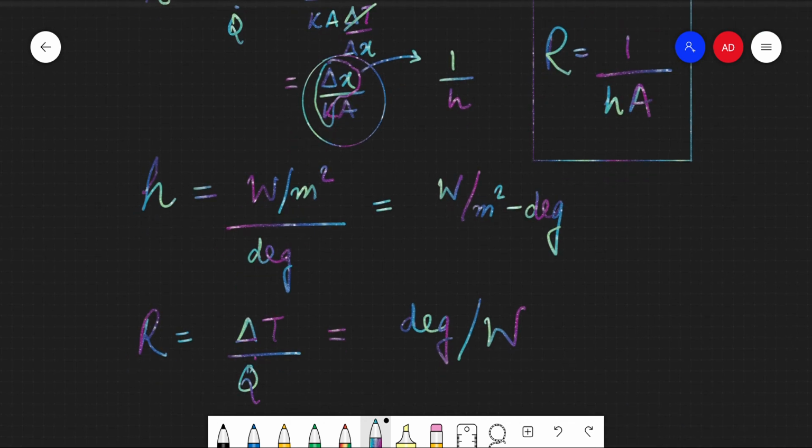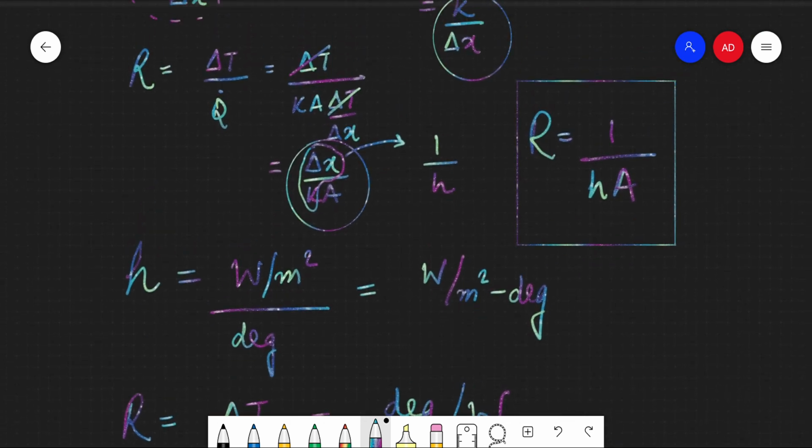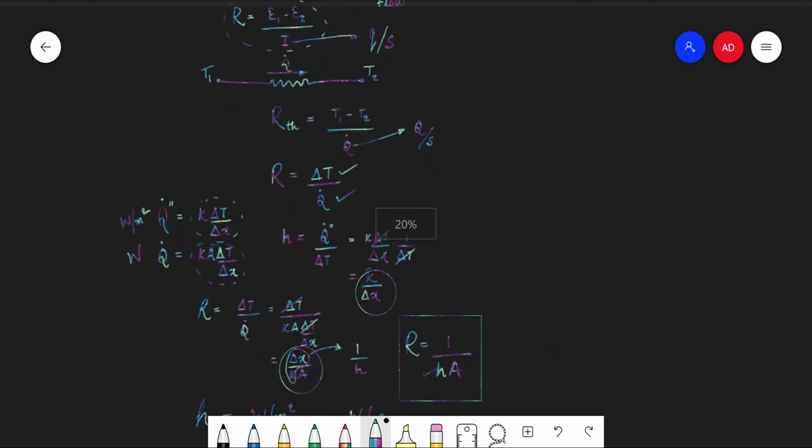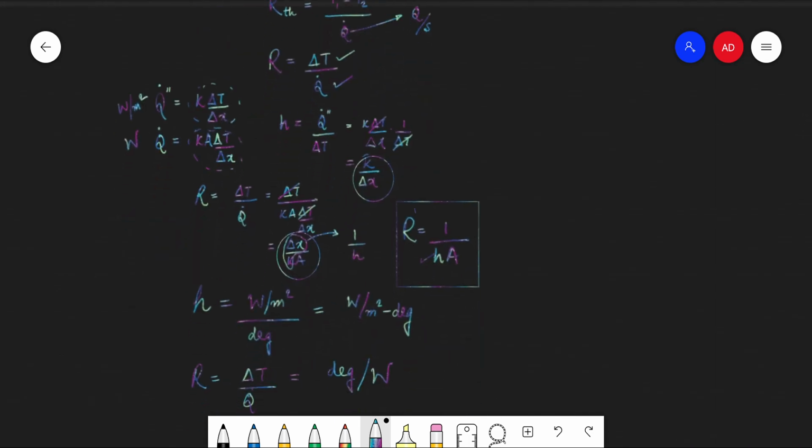So from this video, your main takeaway should be the concept of the heat transfer coefficient H, the concept of the electrical analog and the thermal resistance R, and finally the relationship between R and H, which is actually only true for conduction.